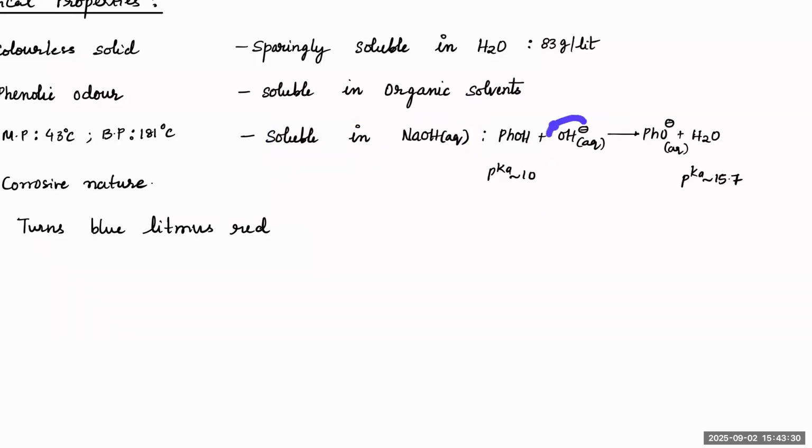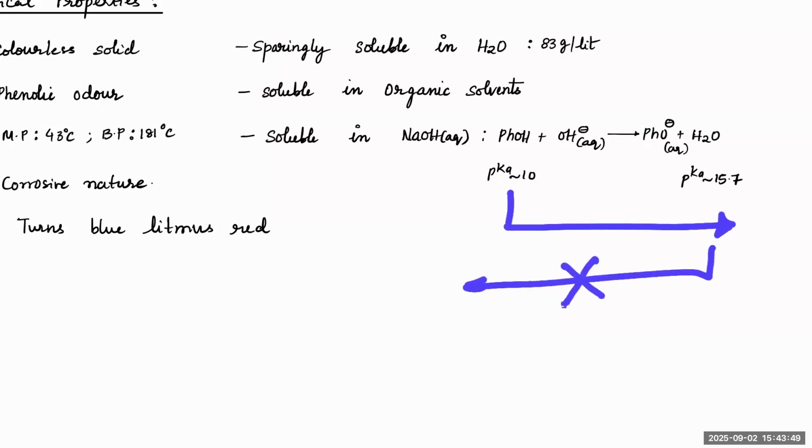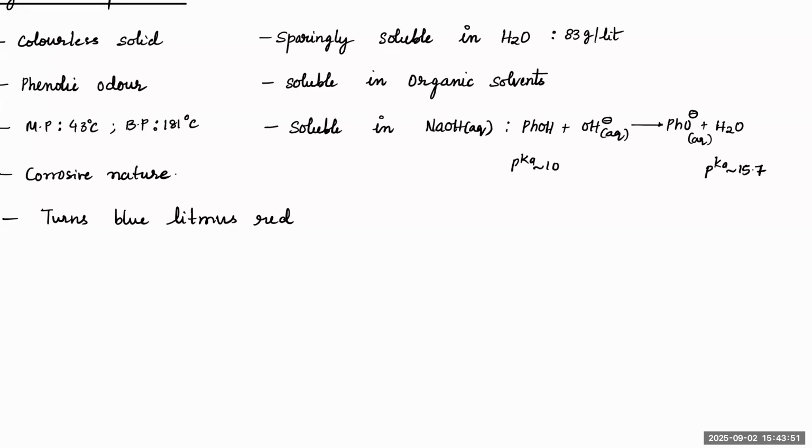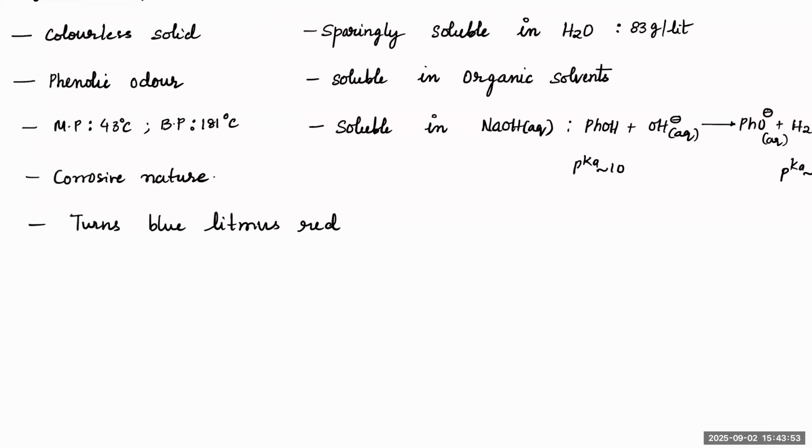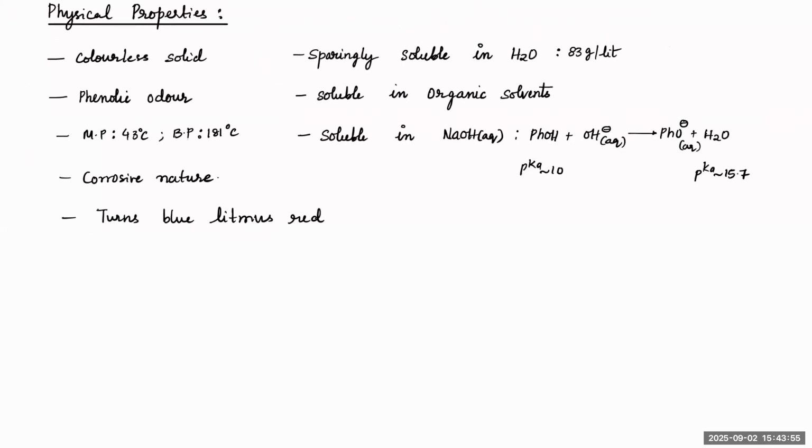So OH minus can take away H plus, converts into phenoxide ion, and that's how you will get water. And you know that water has a lesser acidic nature compared to phenol. And you know that in an acid base reaction, a stronger acid can give a weaker acid, but a weaker acid will not produce a stronger acid. So backward reaction is not feasible. The same logic I can say it is insoluble in sodium bicarbonate.